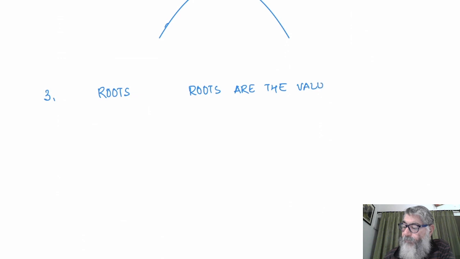Two points we have discussed. Let us discuss the third point. Roots. What are roots actually? Roots are the value of x where the curve cuts x-axis.